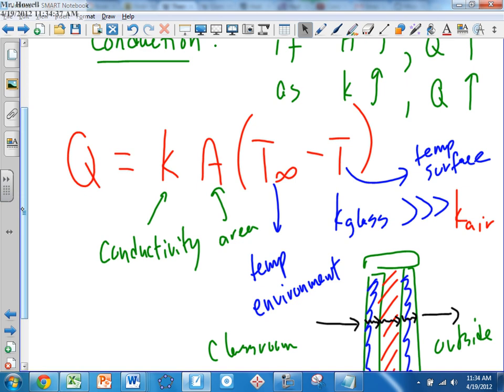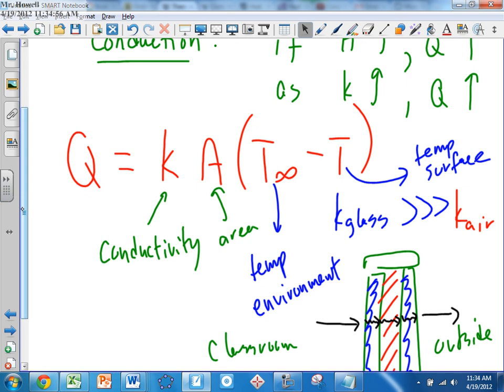Okay. Now, in conductivity, there is no environment and there is no real surface. They're both surfaces, aren't they? Think about conductivity for a second. This board has a certain temperature to it. My hand has a certain temperature. My hand is warmer than the board, thus there's heat flowing into the board. So T is like my hand, and T infinity is like the board.